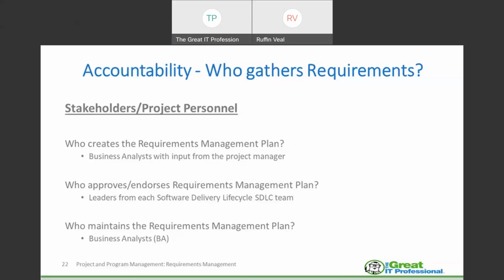Again, this is not an individual task solely for a business analyst. The people who approve those requirements, of course, are your leaders, and I say software development there simply because I came out of IT, but it's the leaders and your stakeholders who approve and address those requirements. And who maintains that? That's a business analyst function. Project managers don't normally maintain a requirements plan. However, if you happen to be a business analyst who is also a project manager, you will be required to maintain that plan.